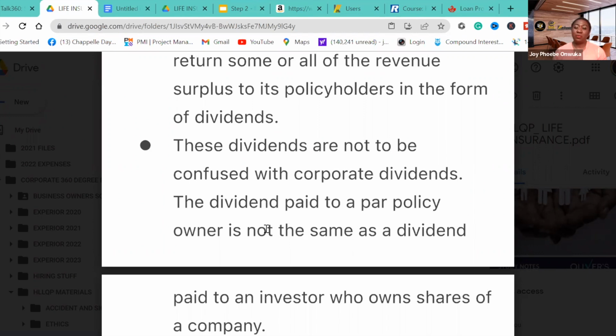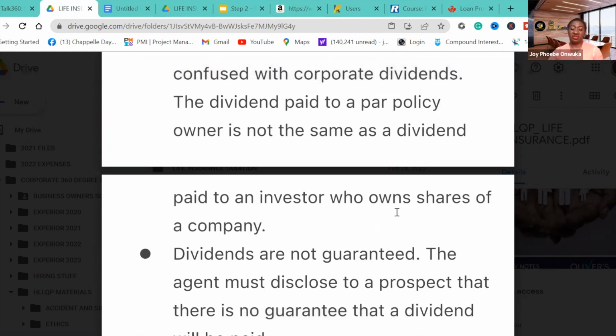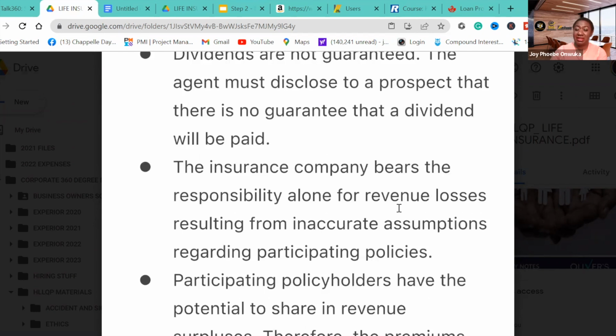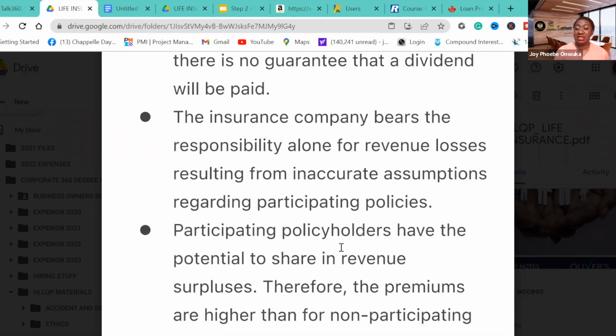The dividends paid to a PAR policy owner is not the same as the dividend paid to an investor who owns shares of the company. Dividends are not guaranteed, and the agent must disclose to a prospect that there is no guarantee that a dividend will be paid. The insurance company bears the responsibility alone for revenue losses resulting from inaccurate assumptions regarding participating policies.